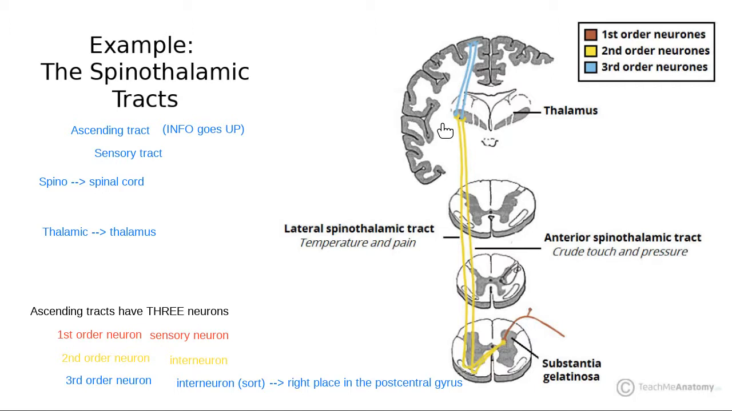I could ask you on the assignment or on the exam where we would find each of these types of neurons here, the first order neuron, the second order neuron, and the third order neuron. Third order neurons always start in the thalamus. They go from the thalamus to the right place on that post-central gyrus. My second order neurons spend almost their entire life in the spinal cord. They're shooting up in the white matter of the spinal cord. Their axon goes through there. My first order neurons start in the sensory receptors of the body.